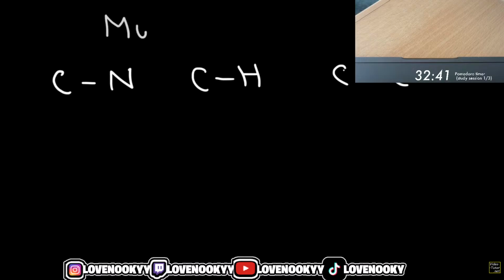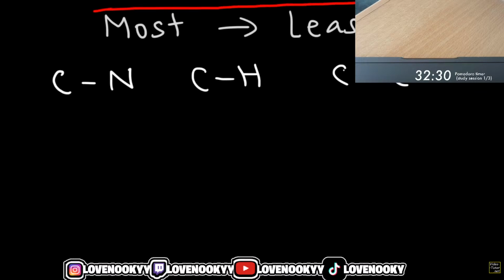Now let's work on one more problem. Consider the bonds carbon and nitrogen, carbon and hydrogen, and then carbon and carbon. So in this example, I'm going to rank it from most polar to least polar, as opposed to the last example, which was least polar to most polar. So go ahead and try it. Feel free to pause the video and give this problem a shot.